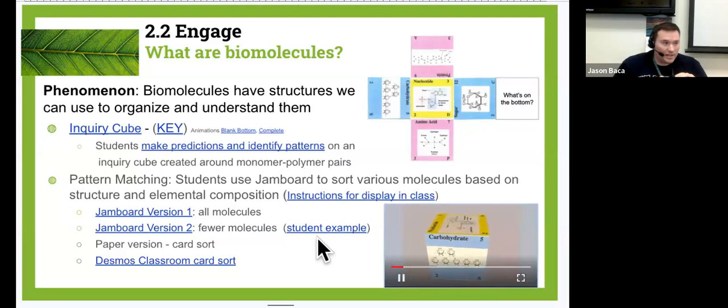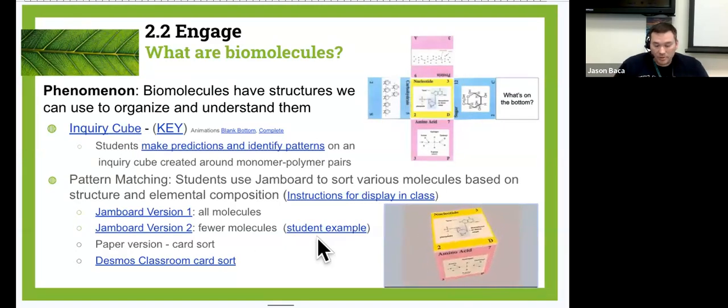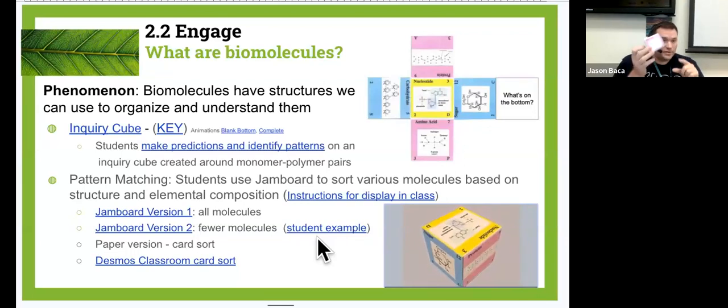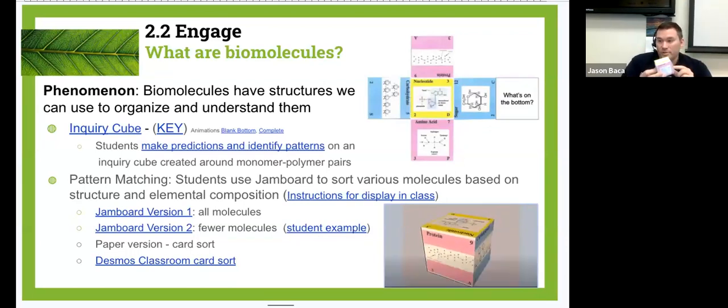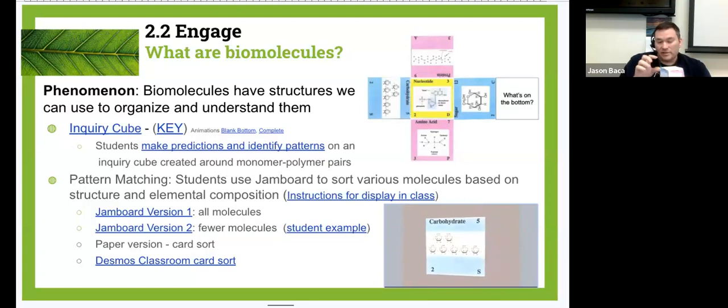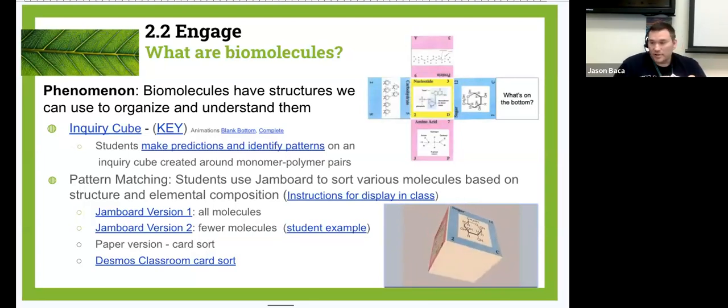And so this cube is sitting on the desks around my room, and I usually put a beaker over the top of them so they cannot see the bottom. And so what they're looking for is patterns on this cube. They look at the structures that are on there, the words that are on there, and even the numbers that are on there, and you can kind of see it floating around there.